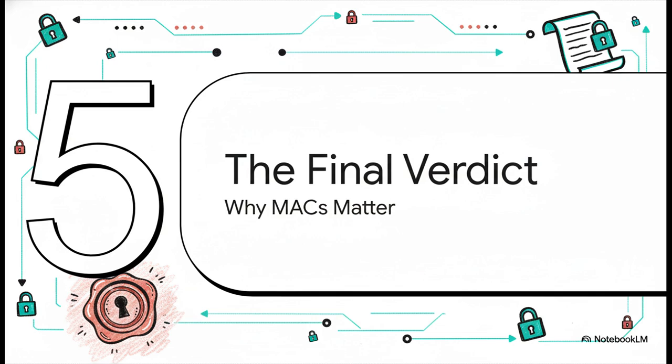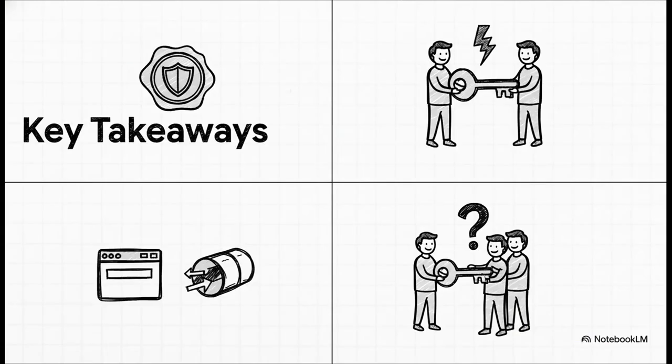Okay, let's bring it all home. After all this, what's the final verdict? Why are message authentication codes so fundamentally important to our digital lives? Here are the big takeaways. 1. MACs are our digital wax seals. They give us integrity and authentication. 2. Their real power comes from being fast and efficient, thanks to symmetric keys. 3. Standards like HMAC and GMAC are the invisible workhorses securing huge chunks of the internet.